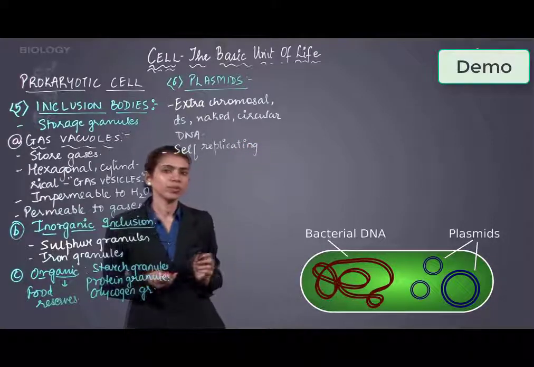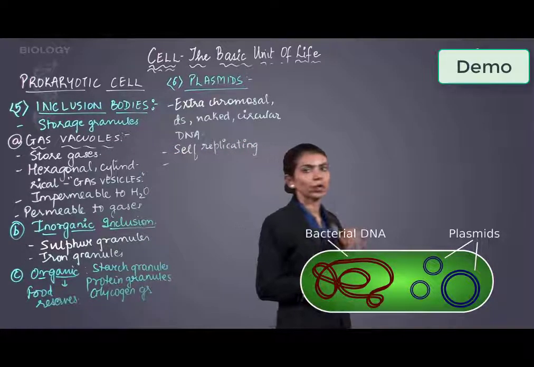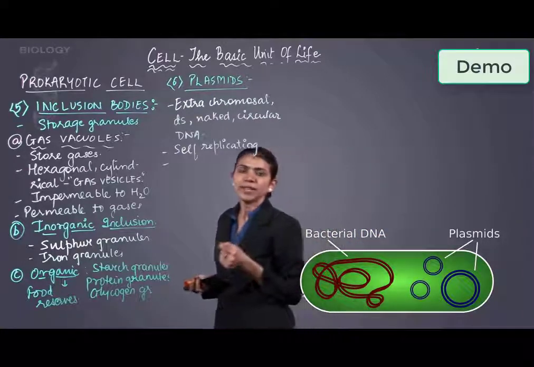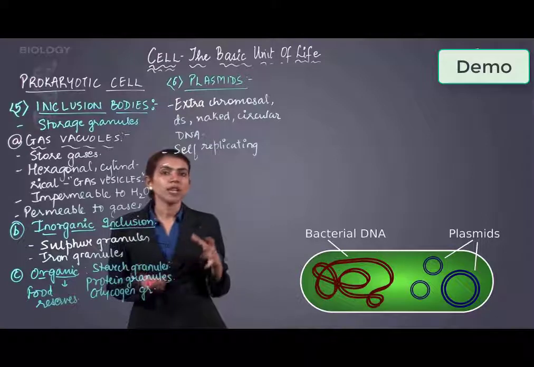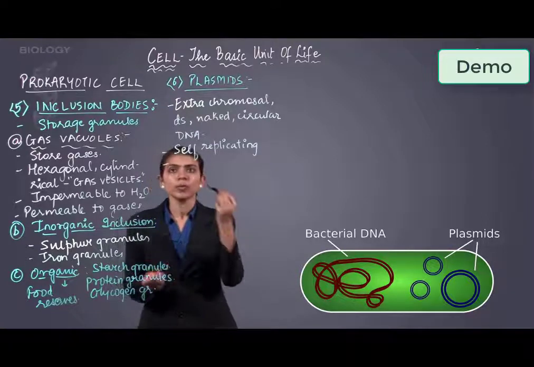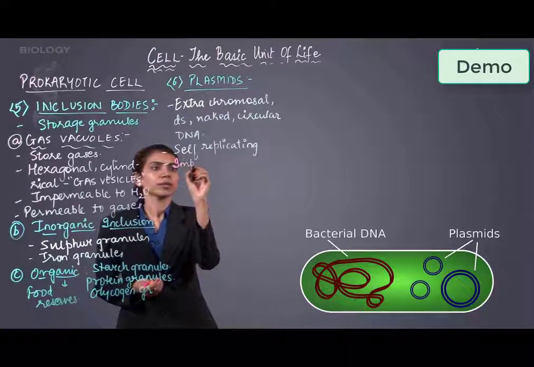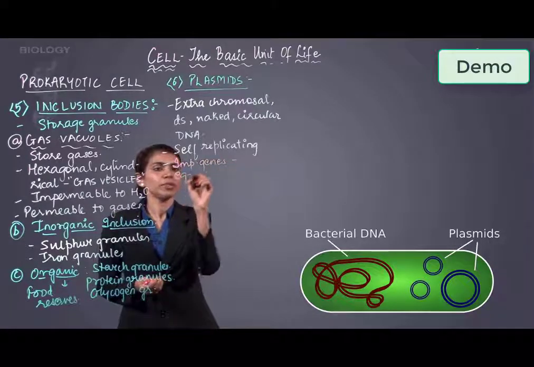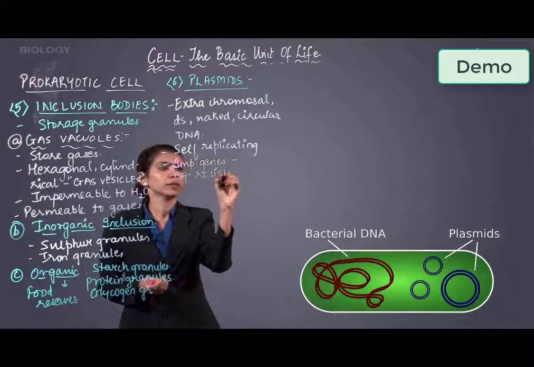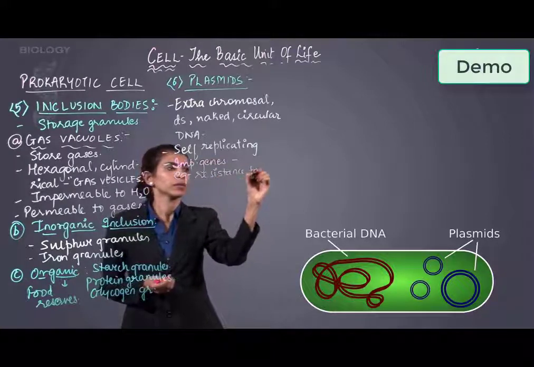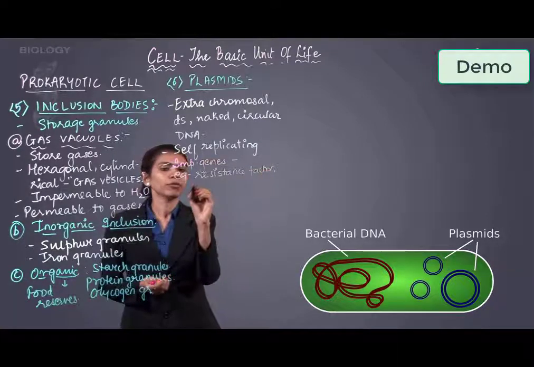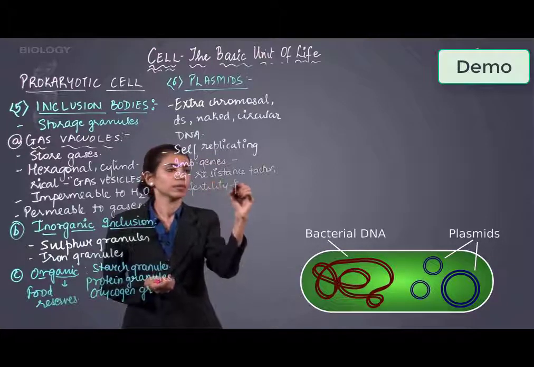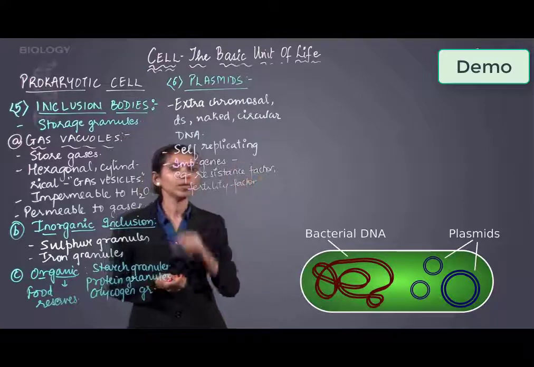What are the functions of these plasmids? Now plasmids have certain important genes, like the gene which has the resistance factor, or the gene which has the fertility factor. So it may have important genes, for example, the resistance factor, fertility factor. So this was about the plasmids.